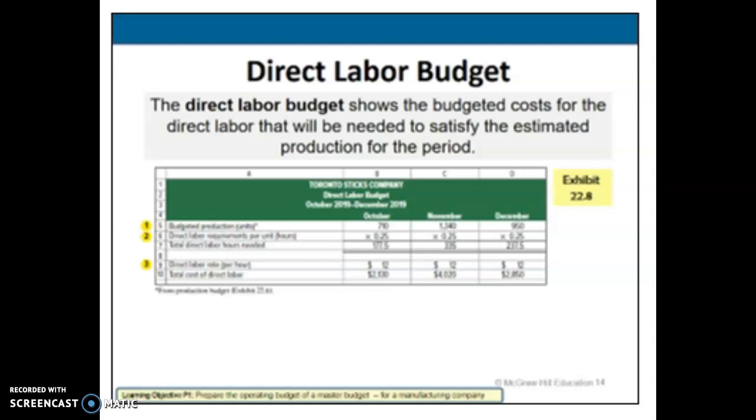If we look, we're going to include the number of units to be produced from the production budget. For October, 710 units are planned to be produced. We're going to compute the budgeted direct labor hours by multiplying the budgeted production level for each month by 1/4 of an hour. And then we can compute the total cost of direct labor by multiplying budgeted labor hours by the labor rate of $12 per hour.